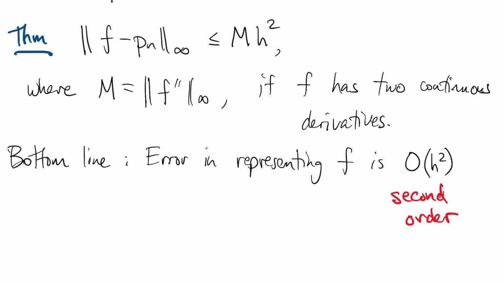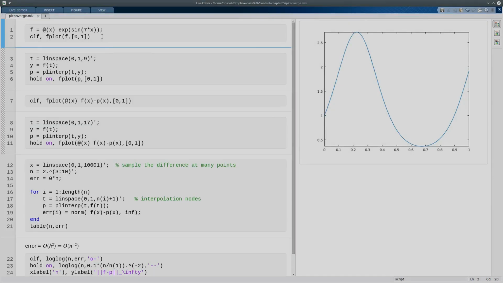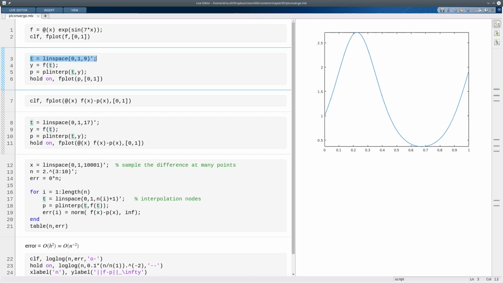So for example, if we cut h in half, we should expect the error to get smaller by a factor of 4. So here's a simple smooth function that you can see here over the interval 0 to 1. And I'm going to set this up for piecewise linear interpolation. So here I'll choose 9 nodes, which means n is equal to 8. And y will be the value of f at those nodes. So that's our data vector.